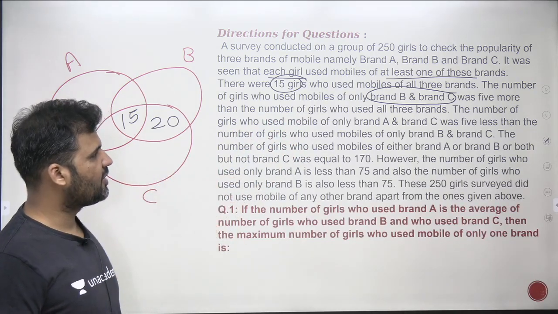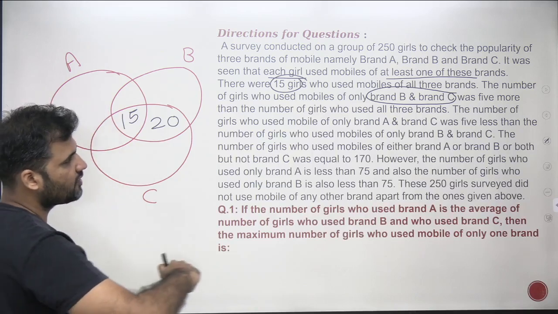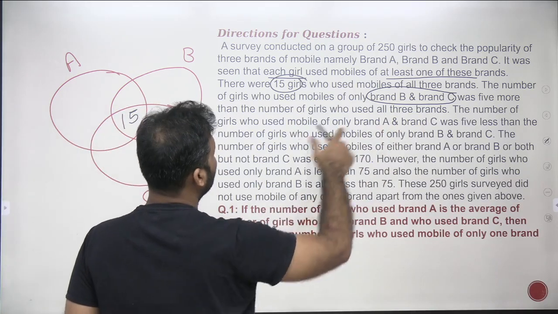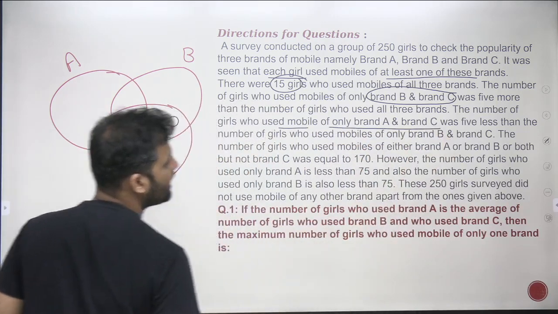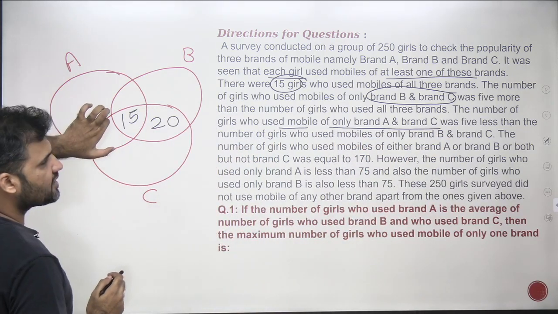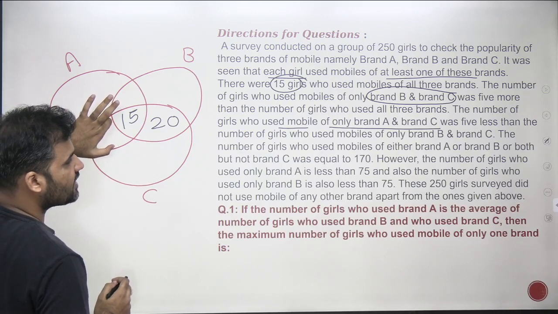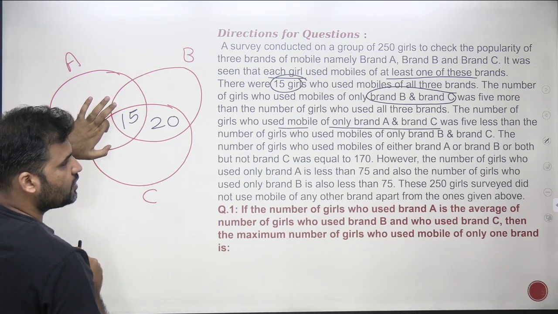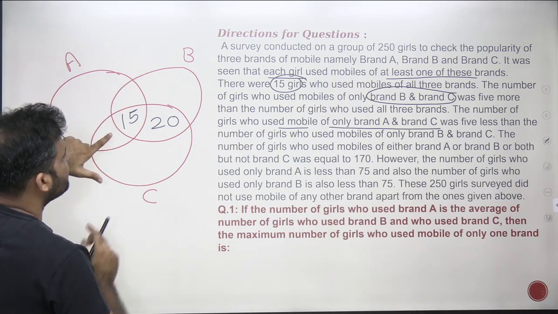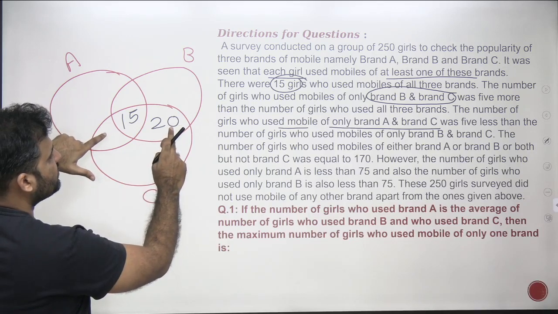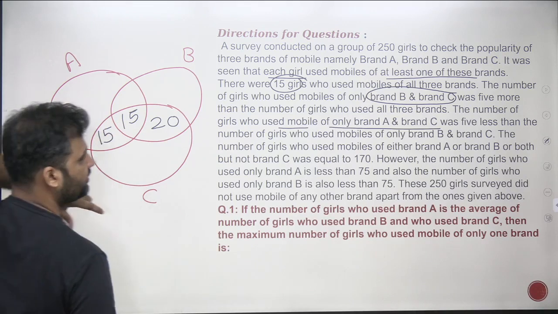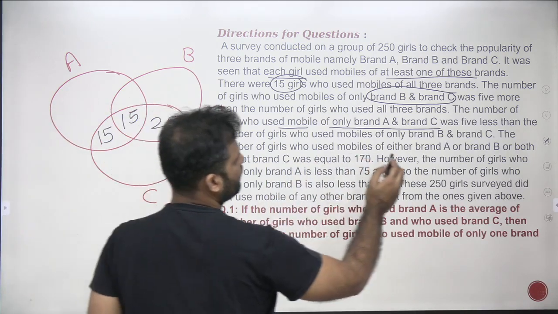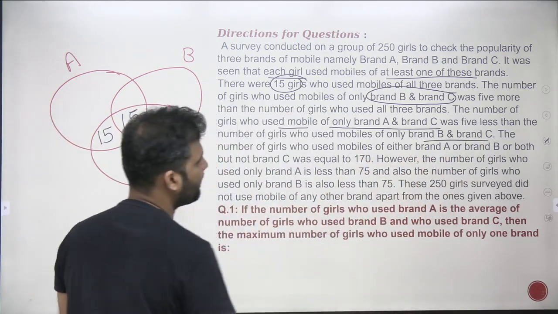That basic has already been covered in the previous video, so you can watch the previous video to clear your basic concept. The number of girls who used mobile of only brand A and brand C, this region, was 5 less than the number of girls who used mobile of only brand B and brand C. So only brand B and brand C is 20. This value is 5 less than this, so this value will be 15. Okay. So we are done till this point, right?